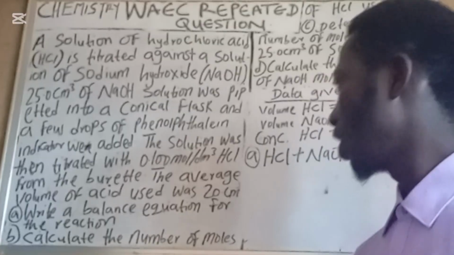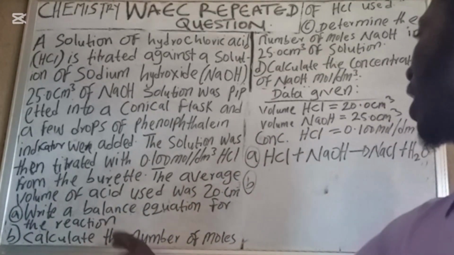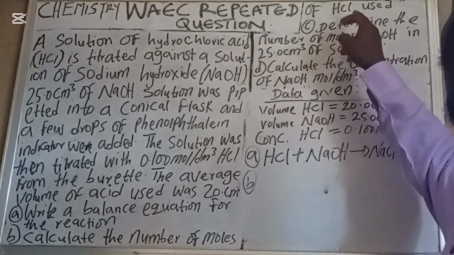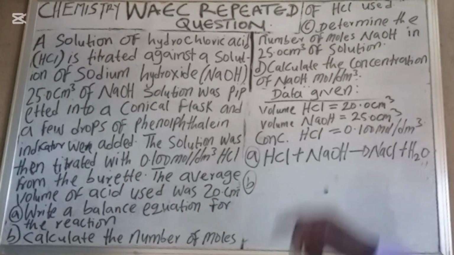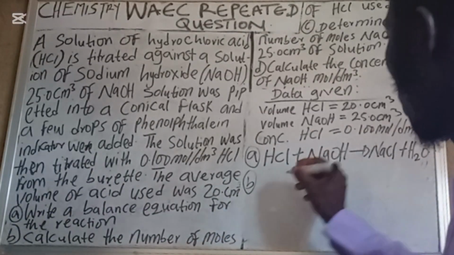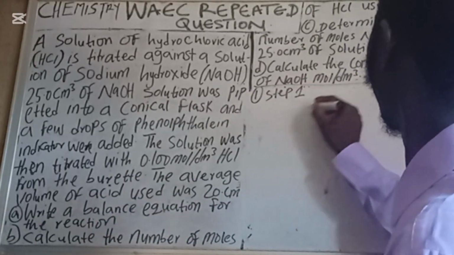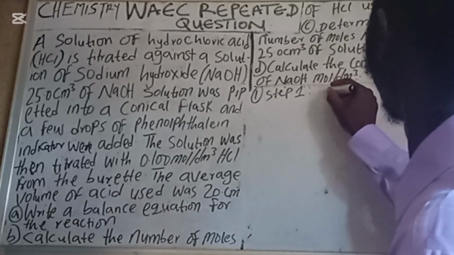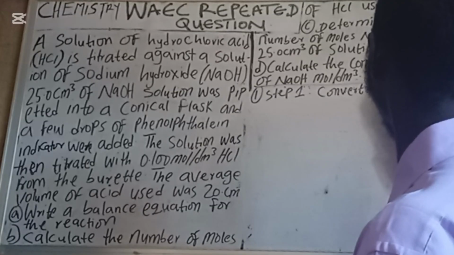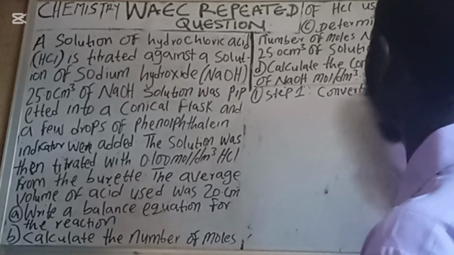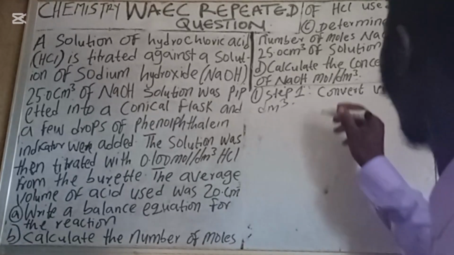The next question is question B, which says calculate the number of moles of HCl used. Before we talk of formula, let's convert our volume to dm³ first. So step 1 in solving question B is to convert volume to dm³. Our volume, which is in cm³, we are to convert it to dm³.